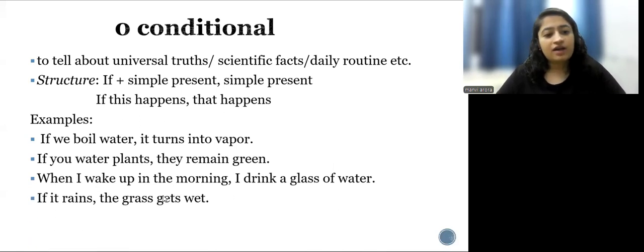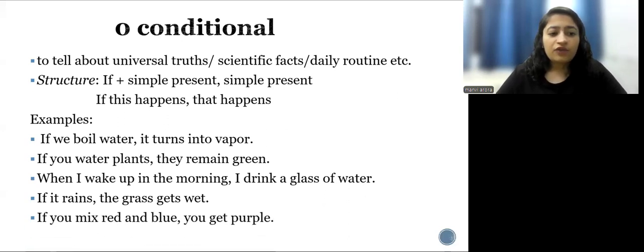If it rains, the grass gets wet. True. If you mix red and blue, you get purple. This is also true, scientifically proven as well. Or you can do the mixing of red and blue and you can have a color.